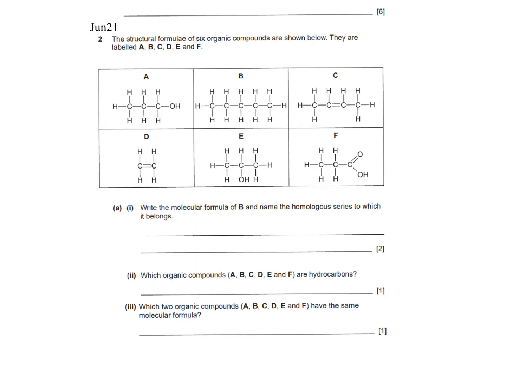Right, write the molecular formula of B. Okay, we just count up all the carbons. So 1, 2, 3, 4, 5. So it's going to be C5. And then the hydrogens is 12. And name the homologous series to which it belongs. Well, these are all carbon-carbon single bonds. So this is an alkane. And that's all you have to write.